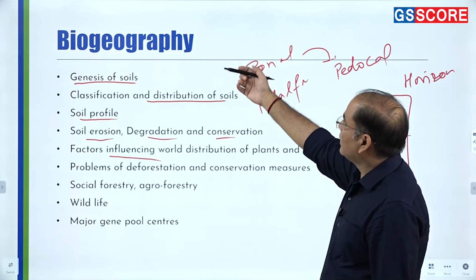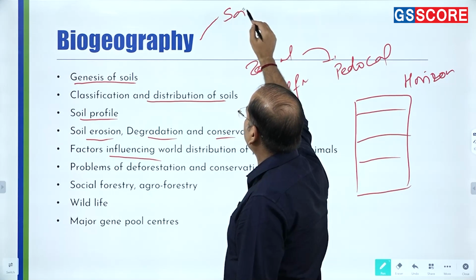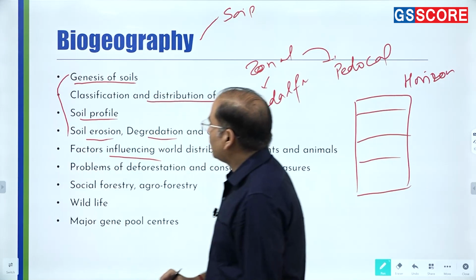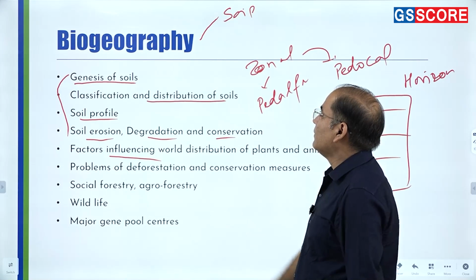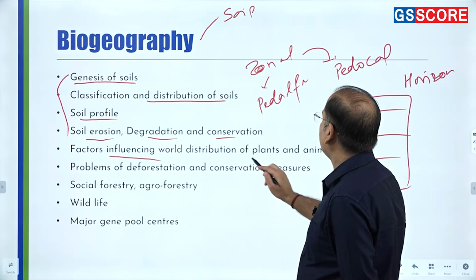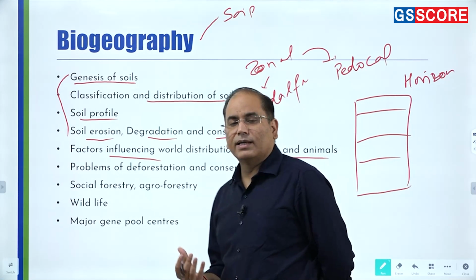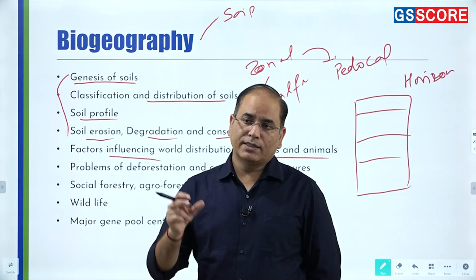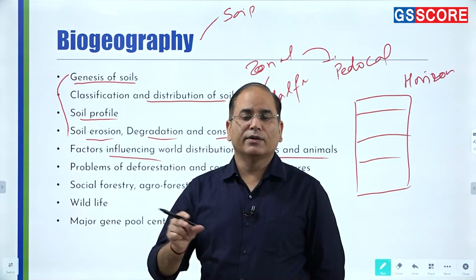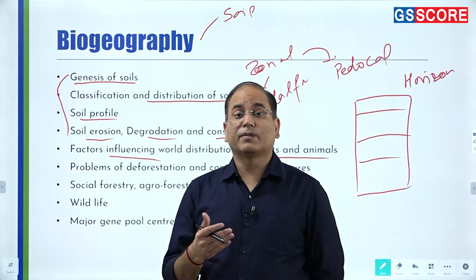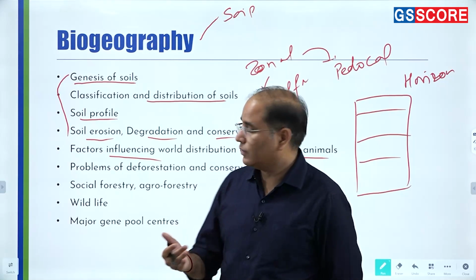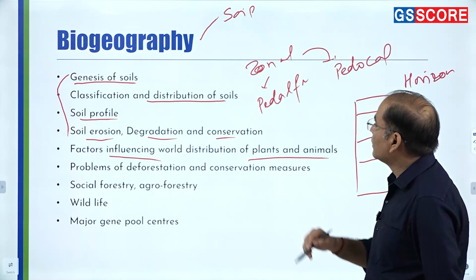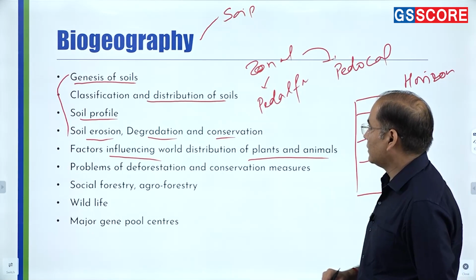तो पहला पार्ट बायोजोग्राफी में देखेंगे, it mainly covers the soil. So initial 4 topics are associated with the soil. Then we have factors influencing world distribution of plants and animals. How the plants and animals started distributing on different parts of the world. Why some of the animals are limited to only a few areas of the world. Like a very good example, marsupial animals, kangaroos. So distribution of plants and animal factors.